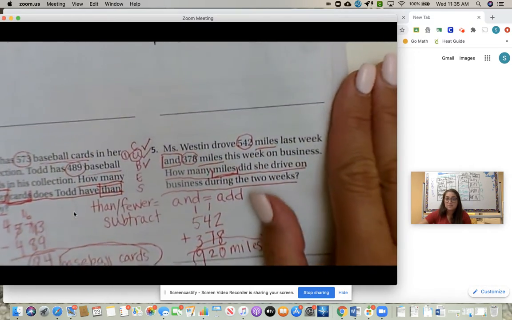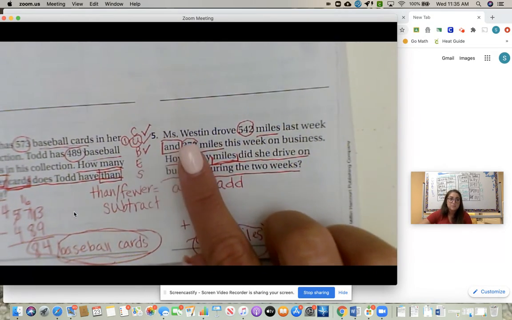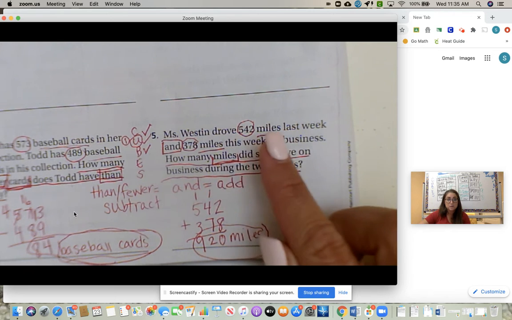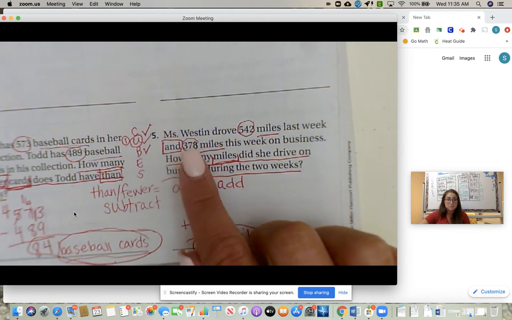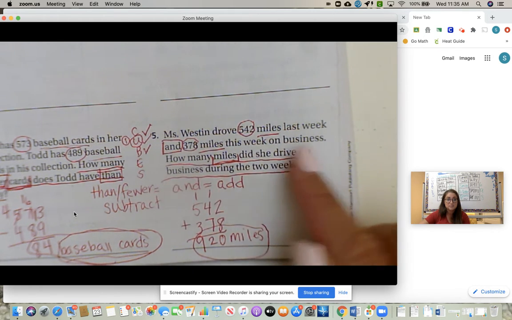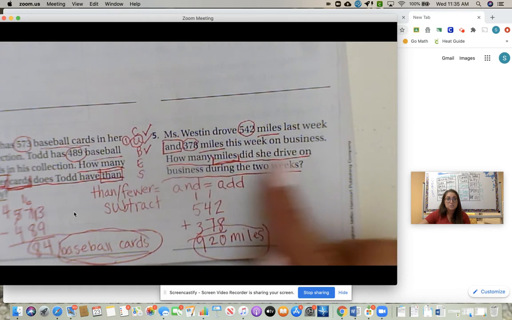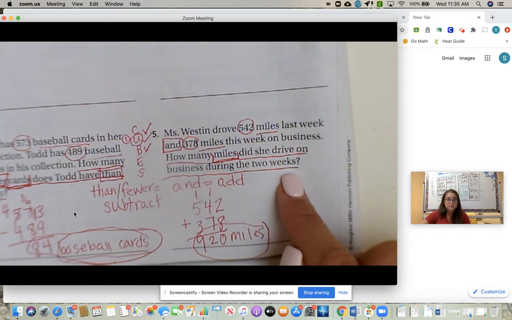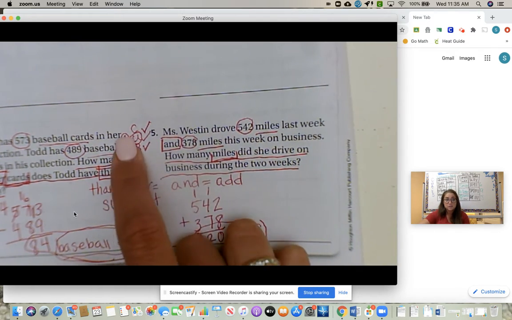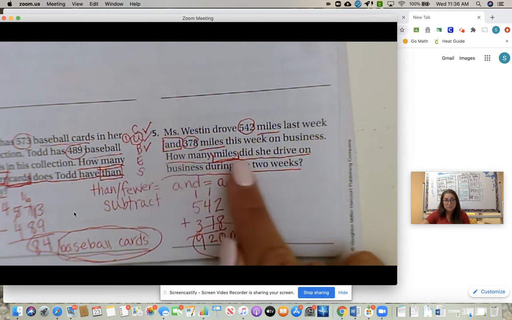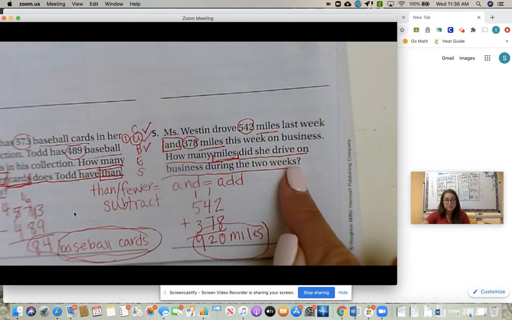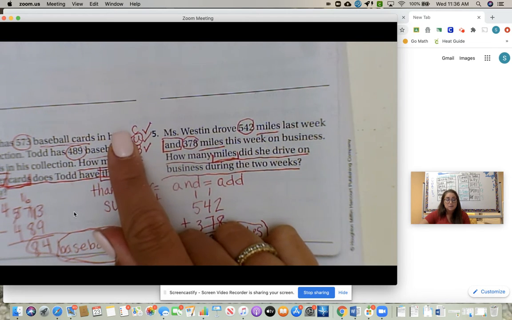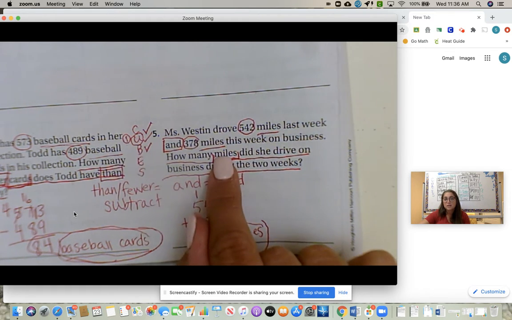All right, number 5. Miss Weston drove 542 miles last week and 378 miles this week on business. How many miles did she drive on business during the 2 weeks? Again, CUBES. We first jump to U, underline the question. Our question is, how many miles did she drive on business during the 2 weeks? We go to circle the key numbers. Well, what are we looking for? Dogs, cats, what? We're looking for miles.